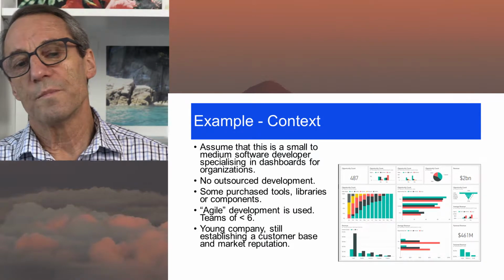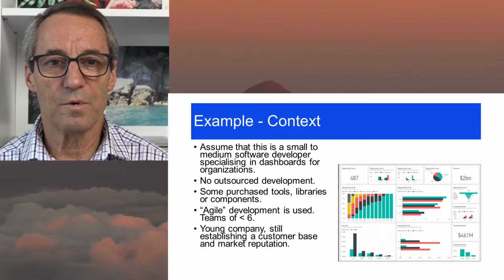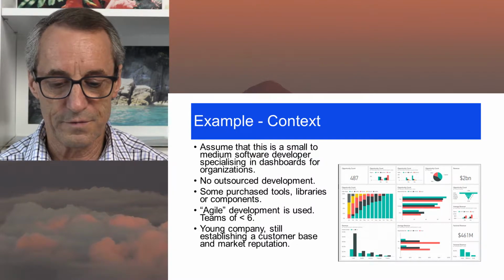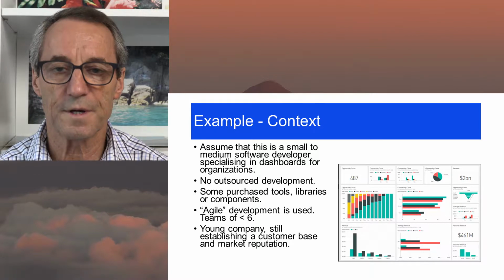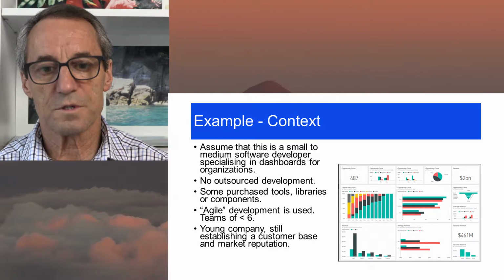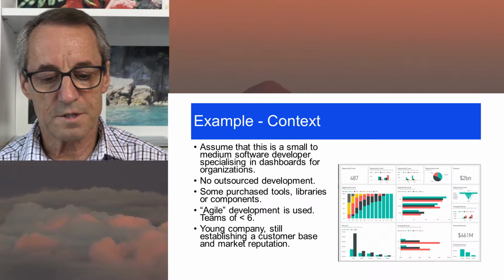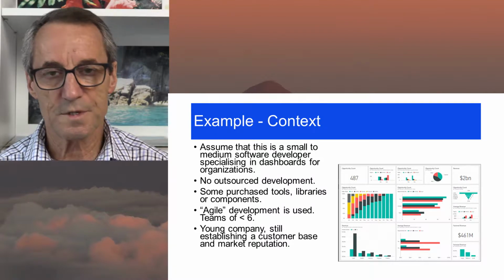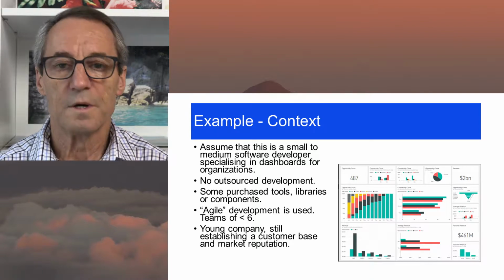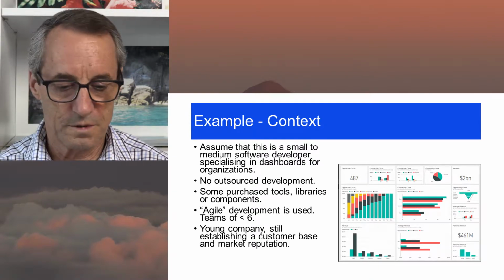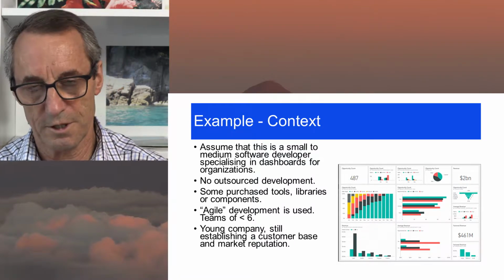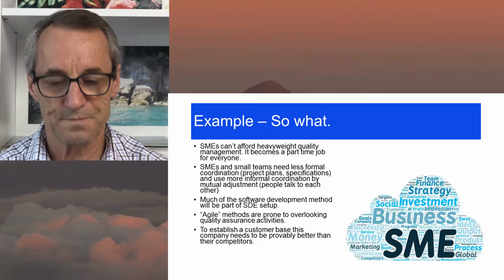Now, to make this a bit more realistic, let's take an example of a software development environment. We'll establish the context for this quality management system. We'll assume this is a small to medium software developer specializing in dashboards for organizations. So there's no outsourced development. We have some purchased tools, libraries, and components, and it's sort of agile development using teams of 6. It's a young company still establishing a customer base and a market reputation. Okay, that's the context. So what does this mean?